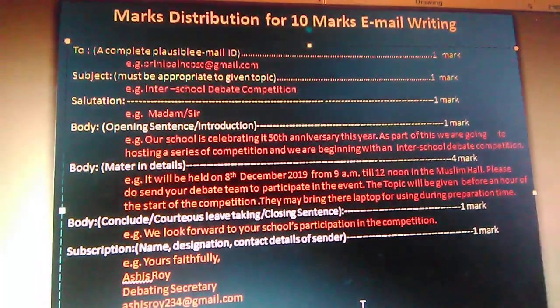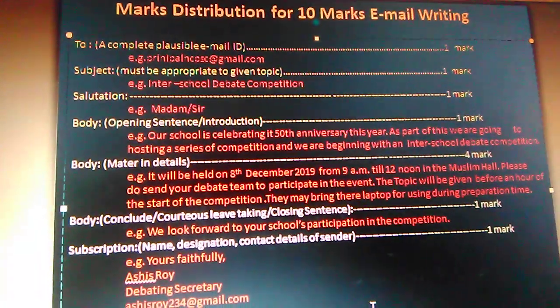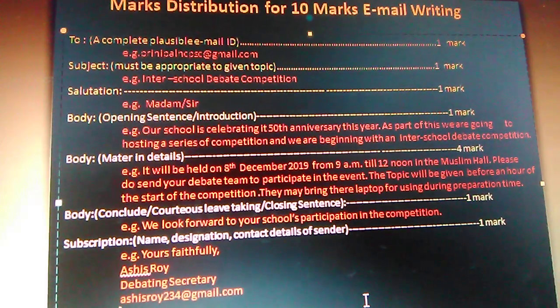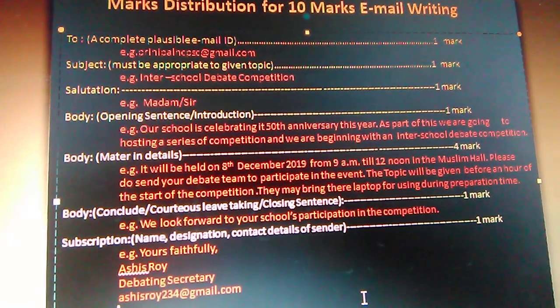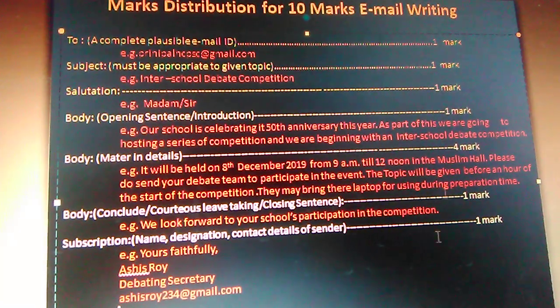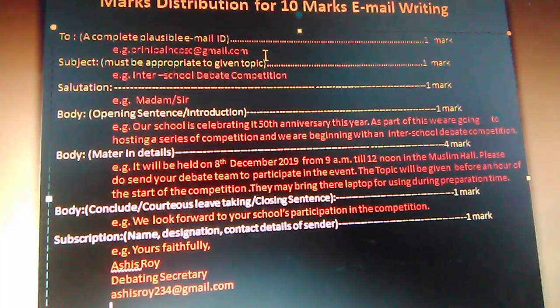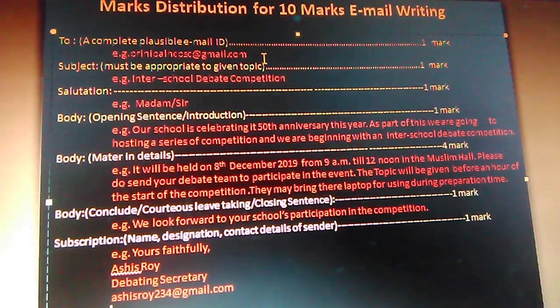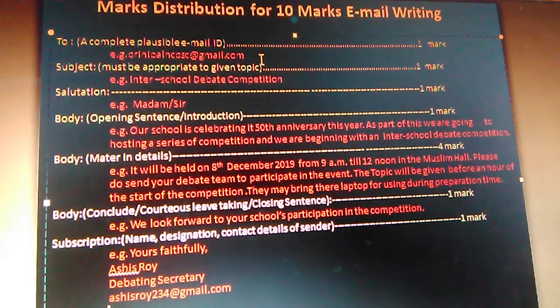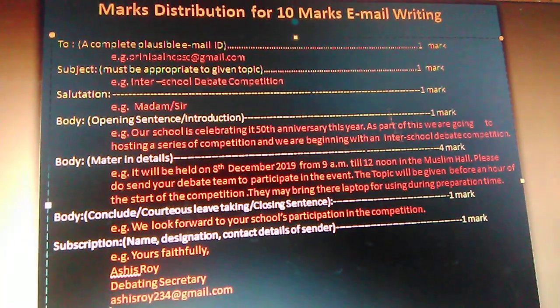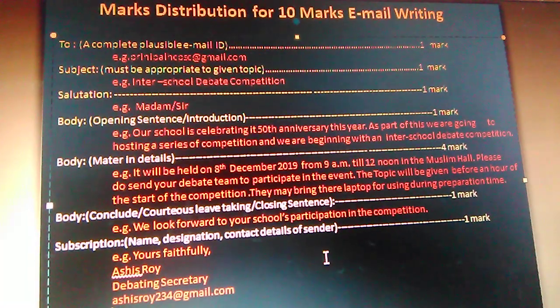If you can write the structure of the email in that way, then you will get 10 out of 10. I don't write here the from and the send. For these 2 options, there is no mark. But you must write them in your email, because in our country, the examiner most of the time checks that one.